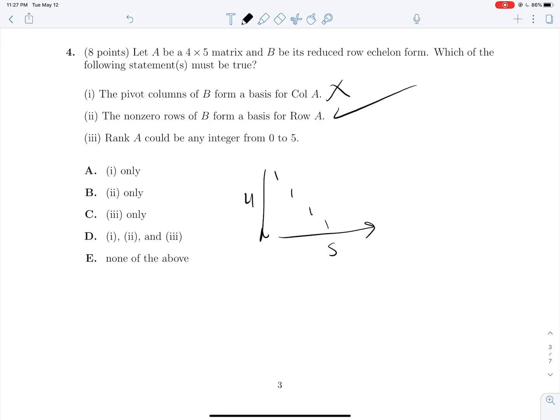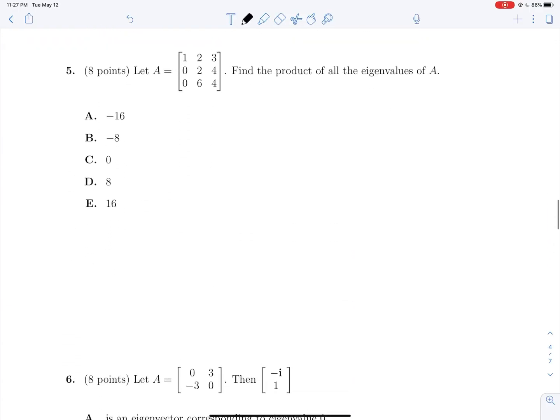So no, our rank is limited by, in this case, the number of rows that we have, because the number of rows is less than the number of columns of our matrix. So 2 only is correct for number 4, and that is B. Yep, good. Question 5, we have a matrix A here.